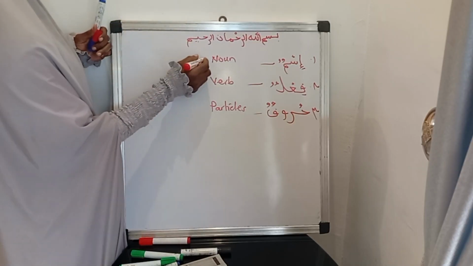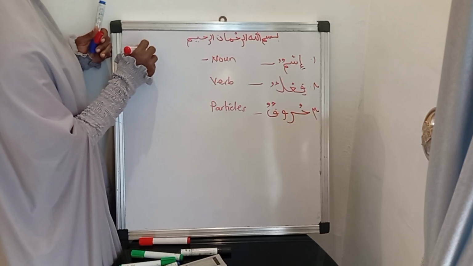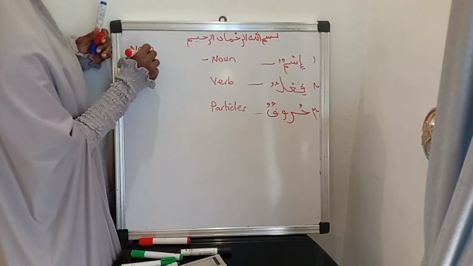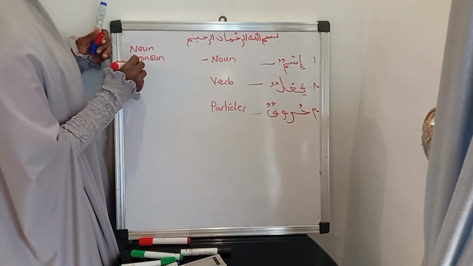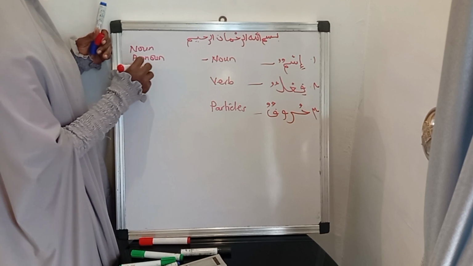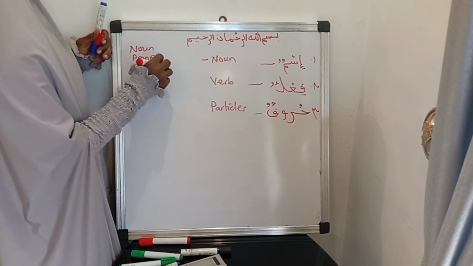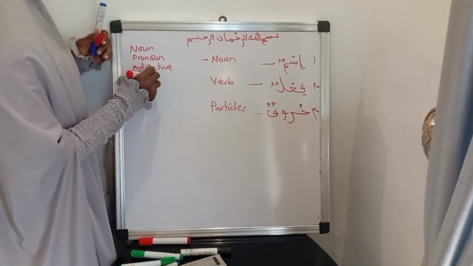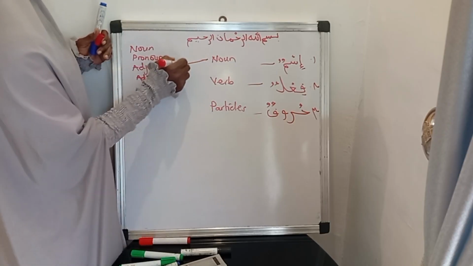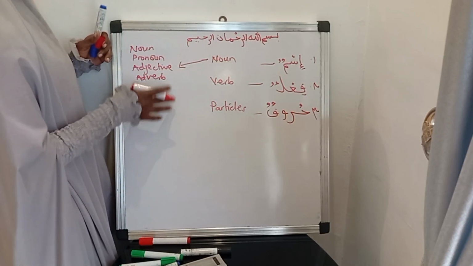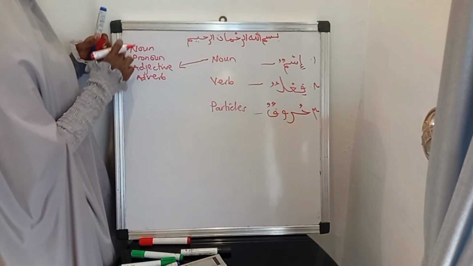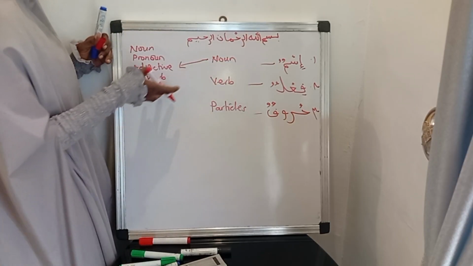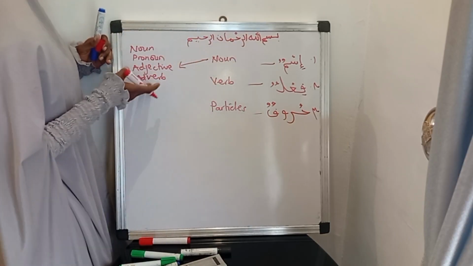This noun includes noun itself, pronoun, which we call the damir. We have the adjective, which we call the nat. And we have the adverb, which we call the zarf. That's the category of noun in Arabic, because all these parts of speech behave the same. That's why they are categorized as noun.